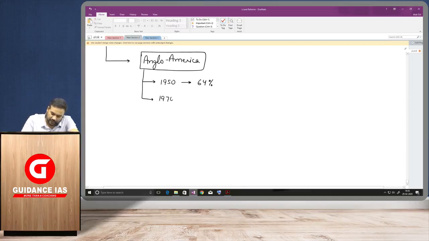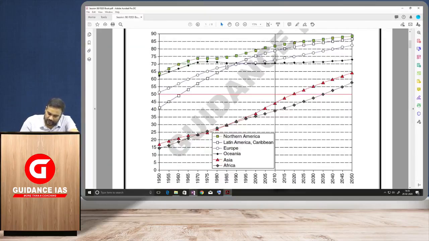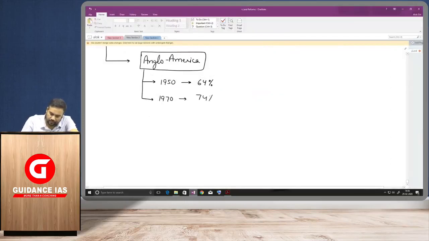In 1970, their urbanization levels kept on increasing. And can you see, in 2 decades they grew almost up to 74%. So a 10% increase in the urbanization. 74%.